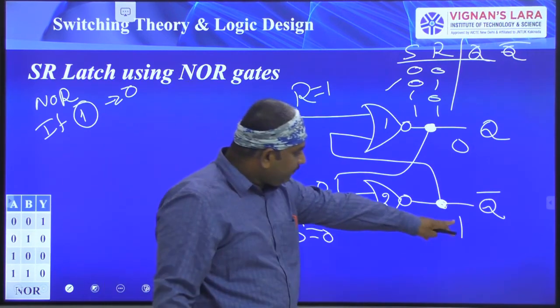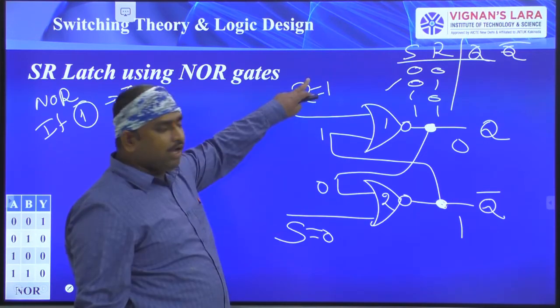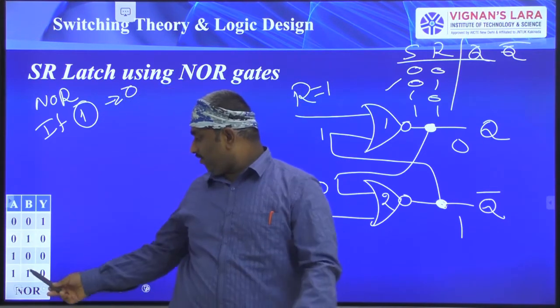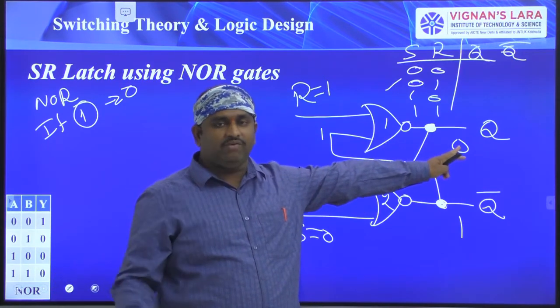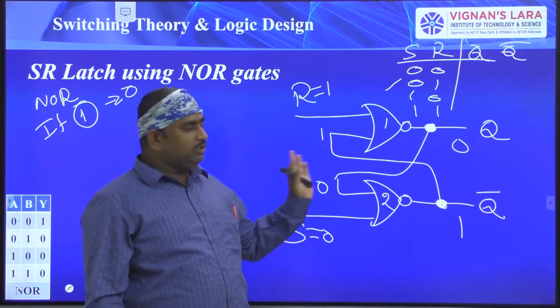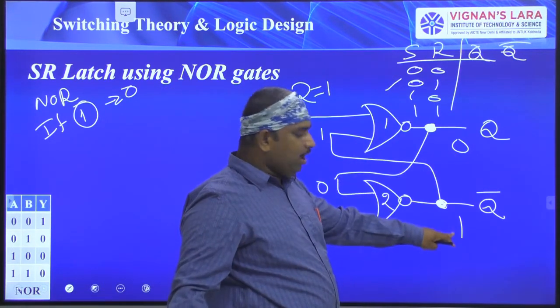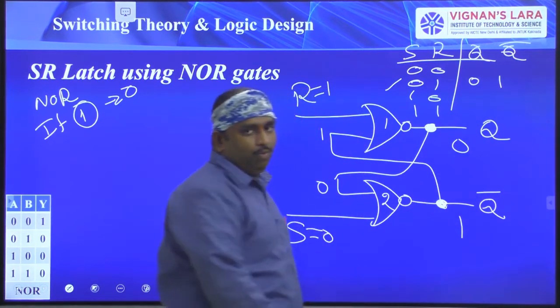And this one you have to connect here. So what is the 1, 1 combination output for the NOR gate? 1, 1 is equal to 0. So the output is equal to 0. Already we have kept the value equal to 0. So this is the operation. For the 0, 1 combination, Q is equal to 0 and Q bar is equal to 1.